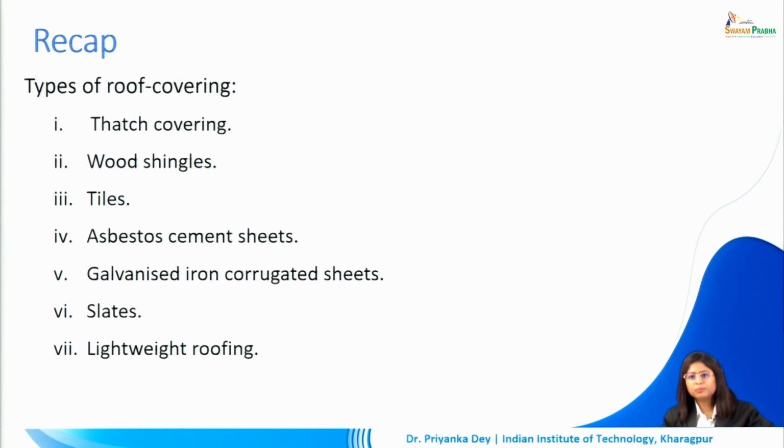Tiles, of course, a very popular option, but there were many categories of tiles depending upon the shape. So the mechanism of overlap, the ways the lapping happens, the shape of the tile, the pattern, etc. will vary from local areas, and based on that we will use different terms to describe our tiles. Asbestos cement sheets and galvanized iron corrugated sheets are another very popular option. We can also use slates and different types of lightweight roofing materials, of course within which aluminium finds a lot of applicability in the lightweight roofing structures.